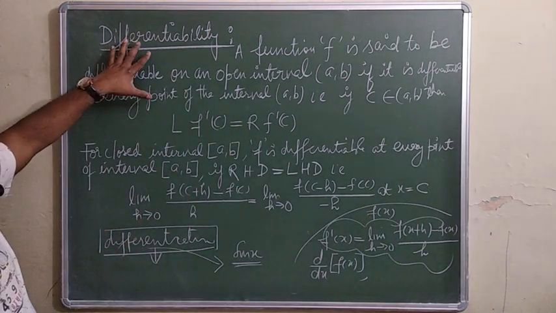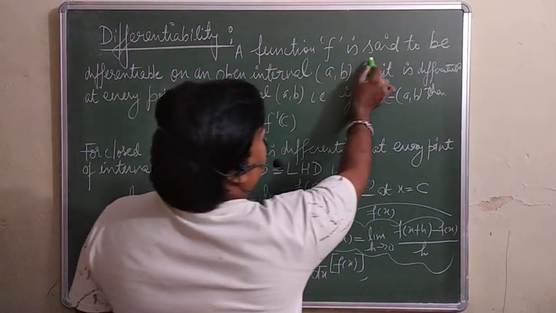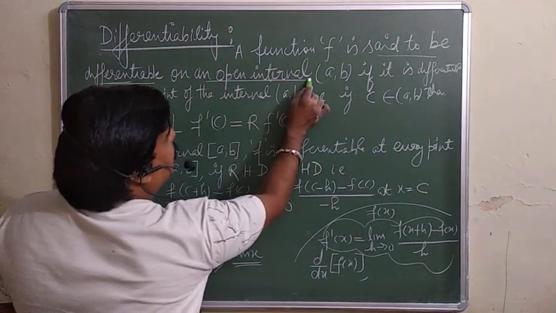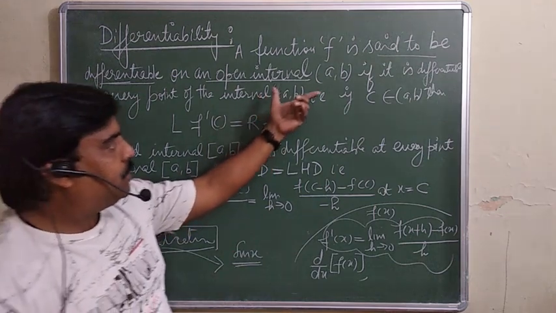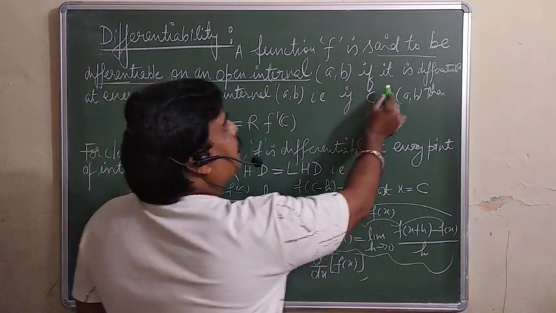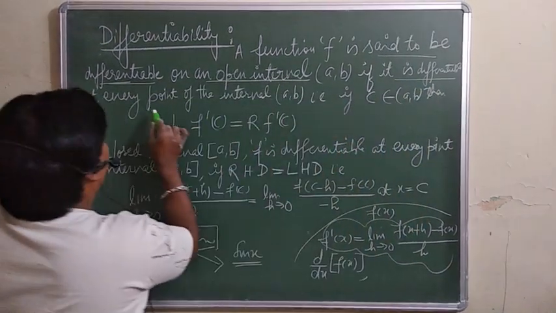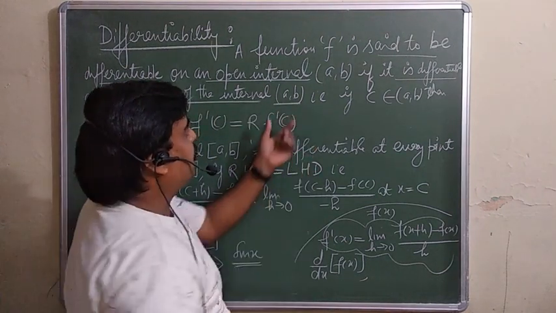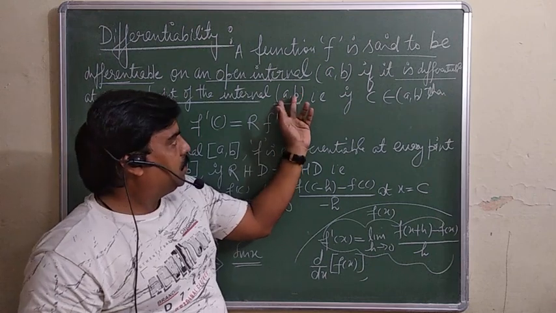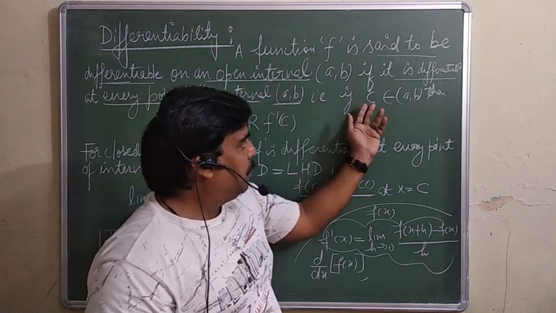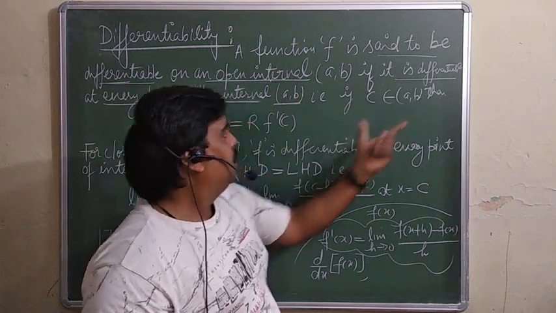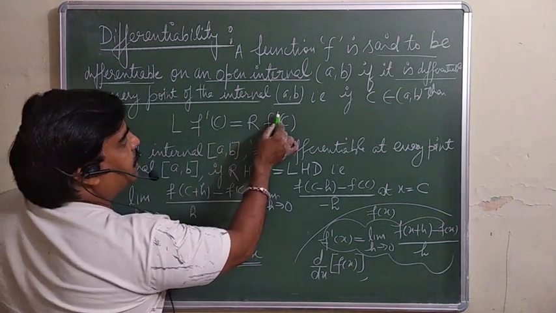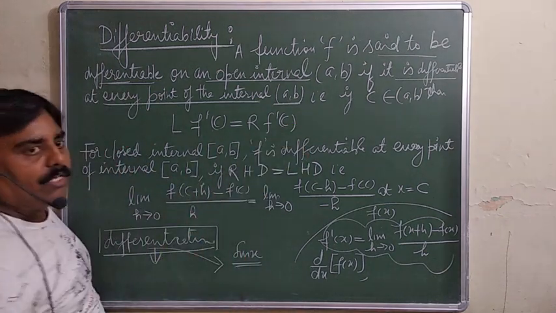Now, if we talk about differentiability, a function is said to be differentiable on an open interval if it is differentiable at every point of the interval. In an open interval, a and b are not included. For instance, if c belongs to this interval (a, b), then the left hand derivative f dash c must be equal to the right hand derivative f dash c.